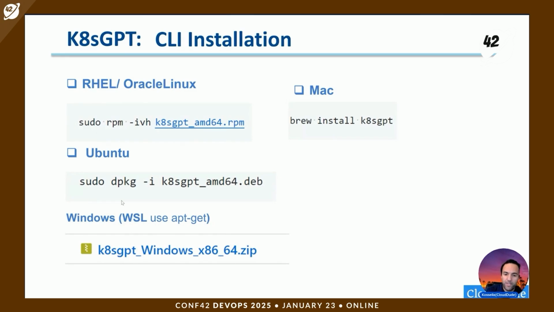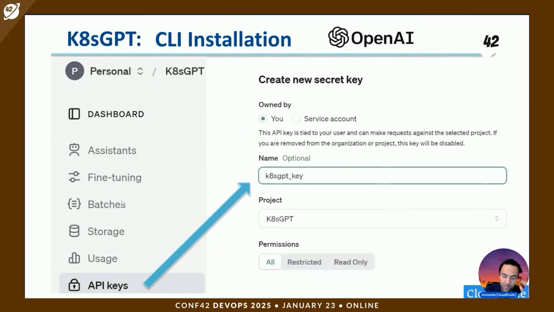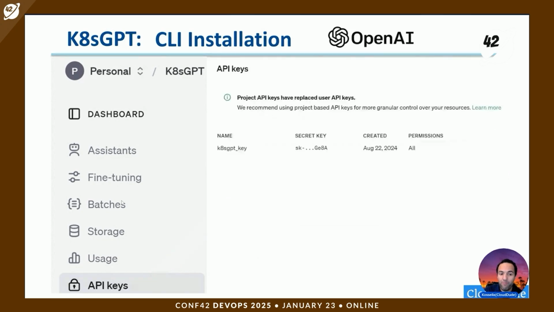And after the installation of KSGPT, if you have access to a backend that requires an API key, you need to create your API key. As you can see here, I just chose OpenAI, but it's the same everywhere. They now recommend having project API keys, maybe for security purposes, or to keep track of all the keys that you create.